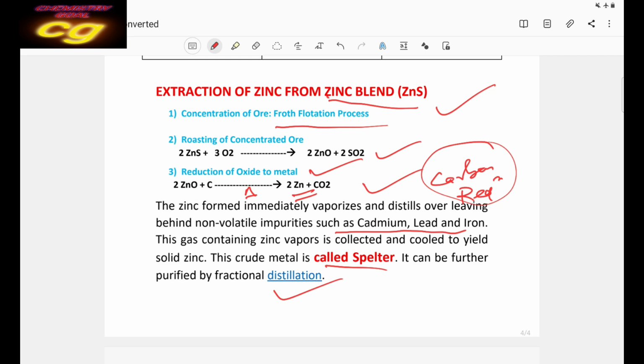Today we discussed the extraction of copper from copper pyrite and extraction of zinc from zinc blende, that is zinc sulfide. So the common method we have used. Try to remember and practice the reactions, the chemistry of metallurgy of the extraction of different metals, and try to remember the different alloys of metals.